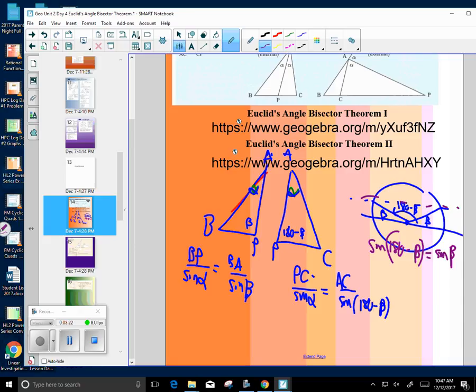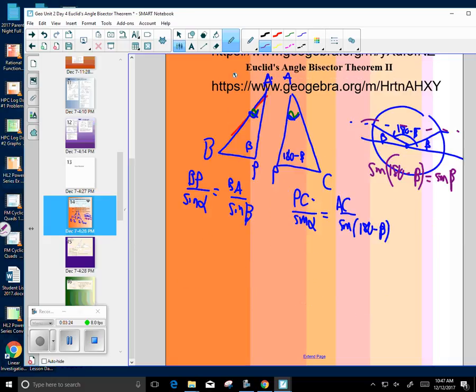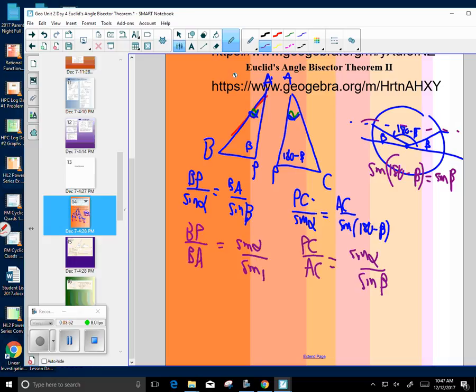So this can be converted into PC over sine of alpha. Well, I'm going to restructure this. I'm going to switch these two. PC over AC equals sine alpha over the sine of beta. And this one, I'm going to do the same thing. BP over BA is equal to the sine of alpha over the sine of beta.